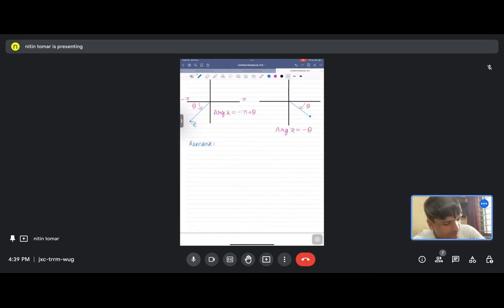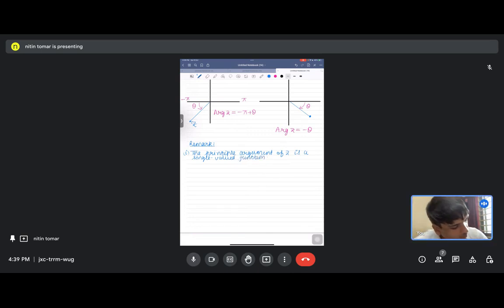Remark. The principal argument of z is a single valued function. Correct? Yes or no? Yes, sir.